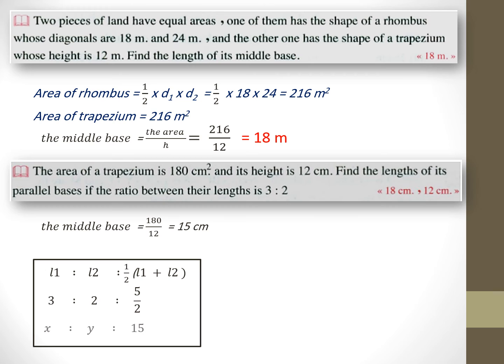By using a cross, x equals 3 times 15 over 5/2 equals 18 centimeters. So the large base will be 18 centimeters. By using a cross, y equals 2 times 15 over 5/2 equals 12 centimeters.